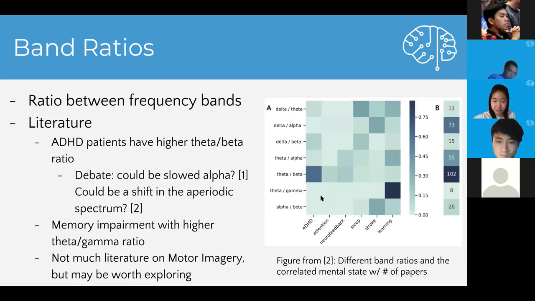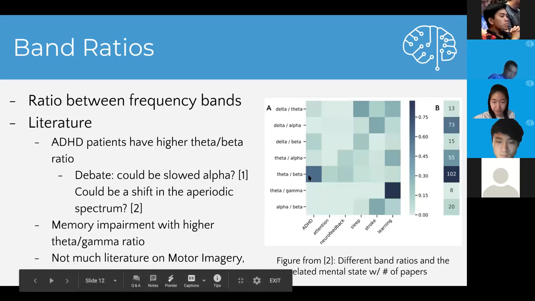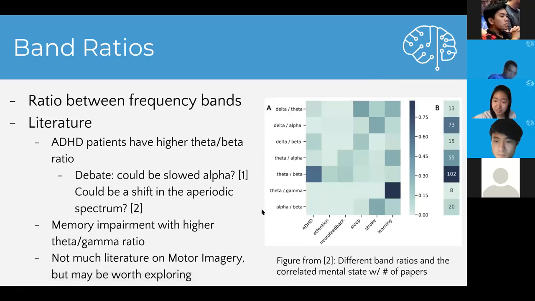In literature, we see that theta beta has been discussed a lot in the ADHD realm, and theta gamma has been discussed in learning quite a bit, and there's also some other different mental activities that have been discussed with different band ratios. So there's a lot of literature on the different things, but there is also some debate as to how this can actually be interpreted.